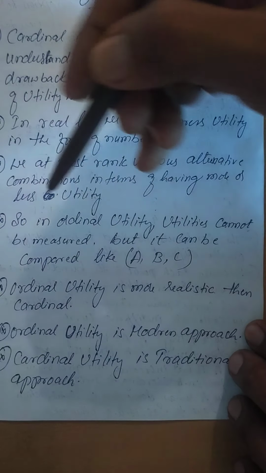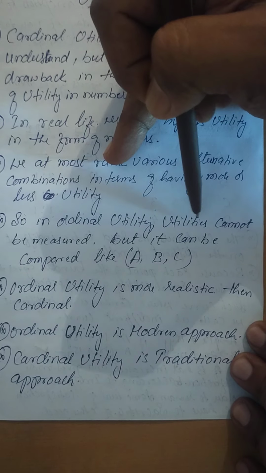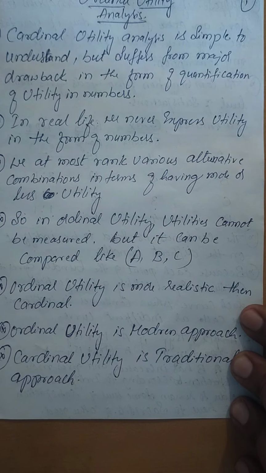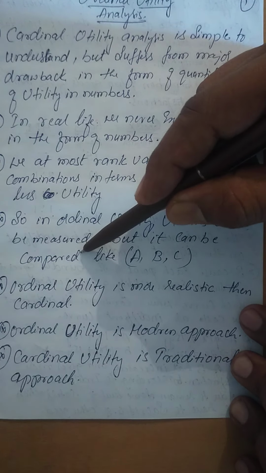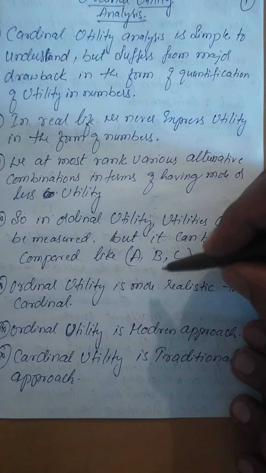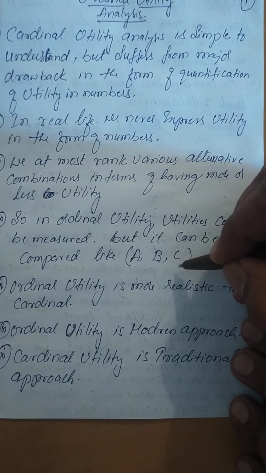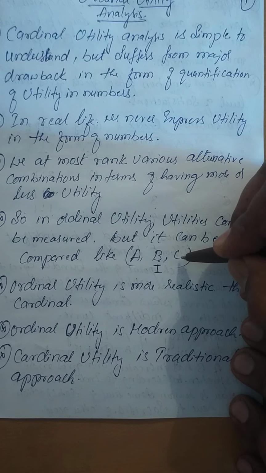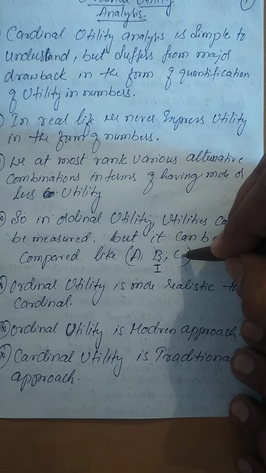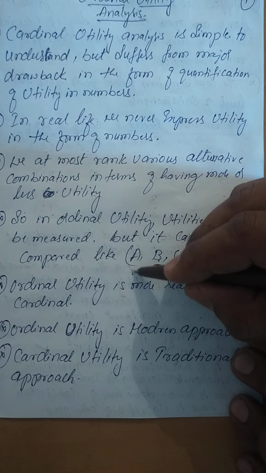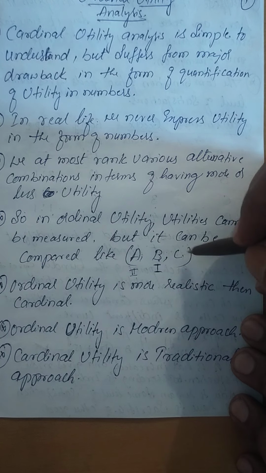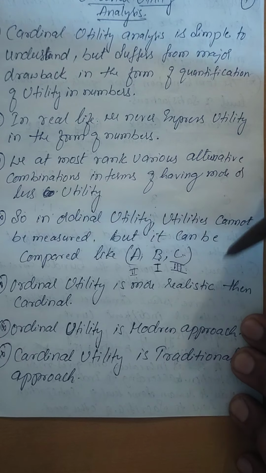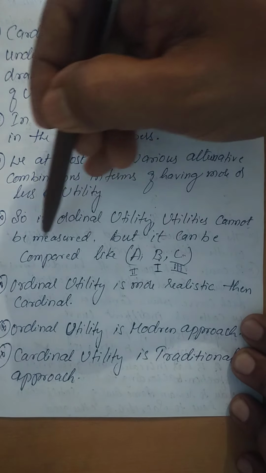Next point. In ordinal utility, utilities cannot be measured. As I said, we are not measuring, but we are comparing. It can be compared, like A, B, C. For example, B is greater than A and C, so you give it first rank, rank number one. Next, A is greater than C but lesser than B, so make it second rank. Now C, we have only three products here, so it should be third rank. So likewise, it is only compared but not measured.